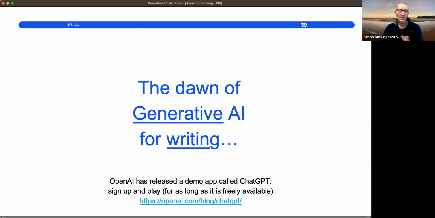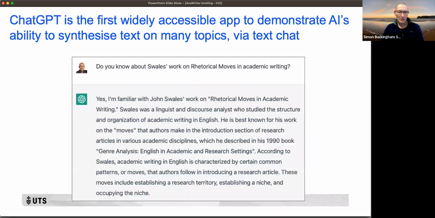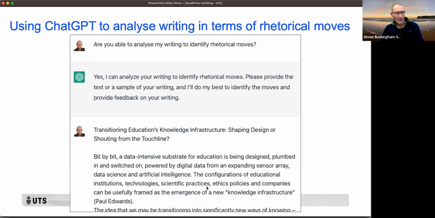Not only myself, but colleagues in IML and the LX Lab are providing lots of good resources for you to learn more about this. But given that we've been talking about rhetorical moves, I thought I'd check in with ChatGPT whether it knew about Swales' work. And absolutely, yes, it does. Here's a very nice little introductory paragraph about Swales and his book and so forth. So I then asked ChatGPT whether it could analyze my writing to identify rhetorical moves. I was wondering whether it had just done AcaWriter out of a job.